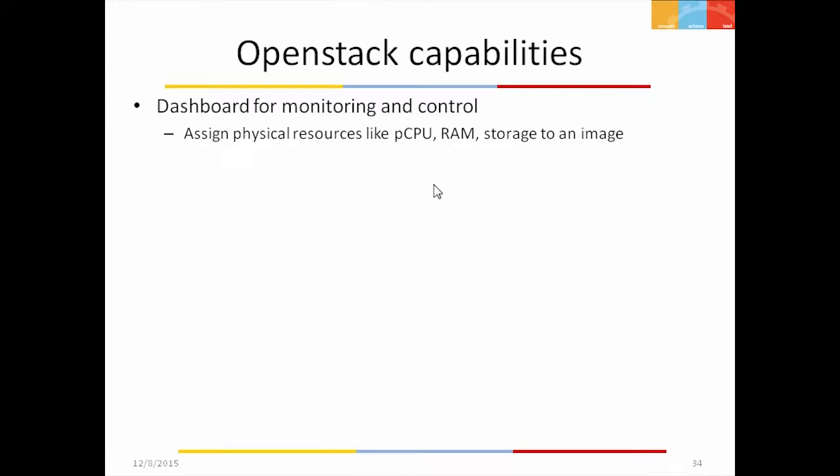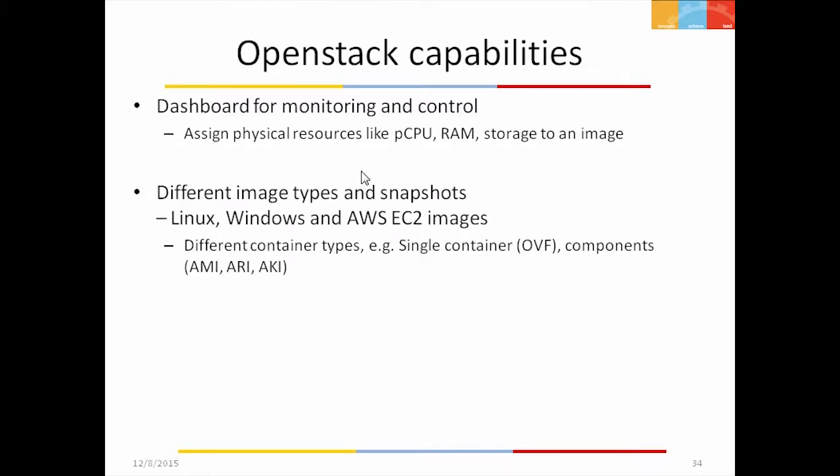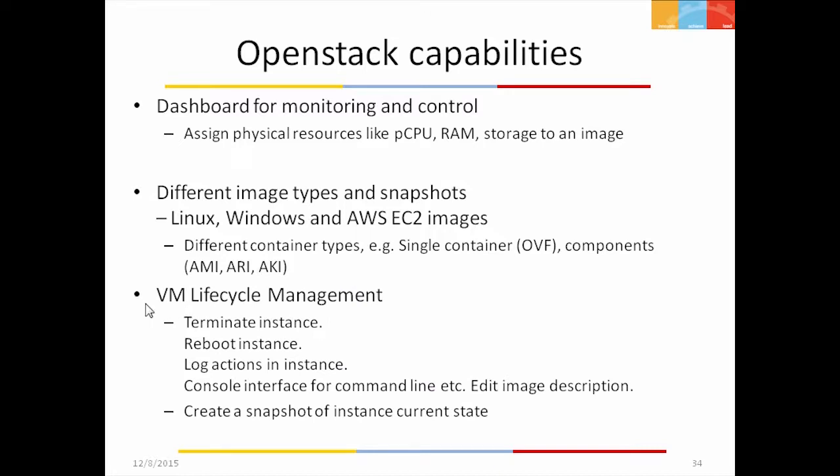So the dashboard essentially can assign physical resources like CPU, RAM, etc. to an image, and different types of images and snapshots are possible: Linux, Windows, and AWS EC2 images. Different types of containers are allowed, a single container in which the VM would be stored, and it provides VM lifecycle management like terminate an instance, reboot, log actions in an instance, and create a snapshot for checkpointing. So this is what OpenStack basically provides.